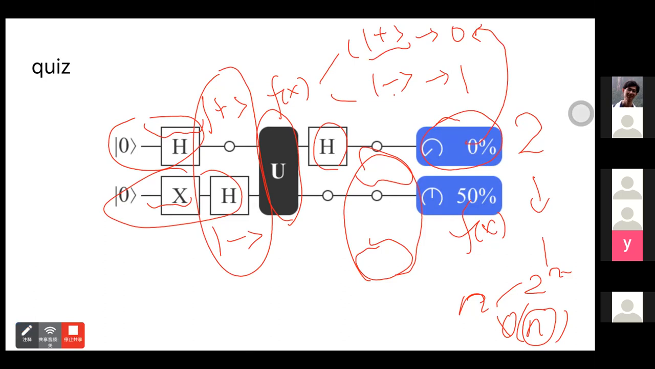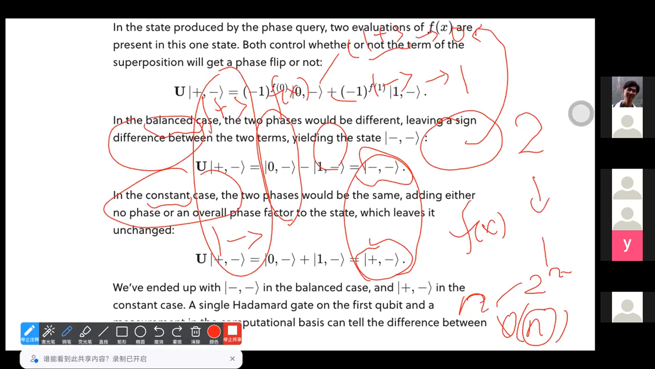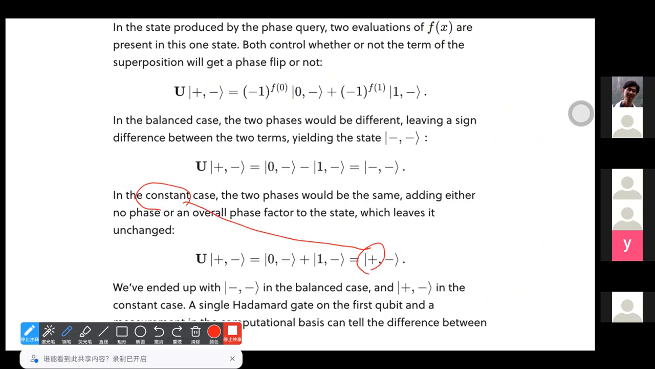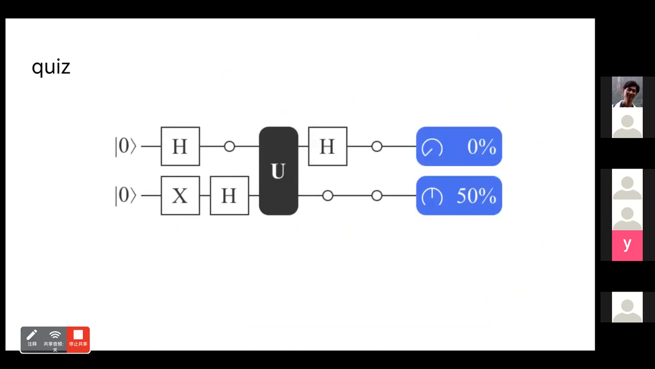Based on this calculation, you will find that if it is constant, it will get the plus. So that means this is a constant state. So with only one measurement, you will get the answer. That's why the quantum program is efficient.